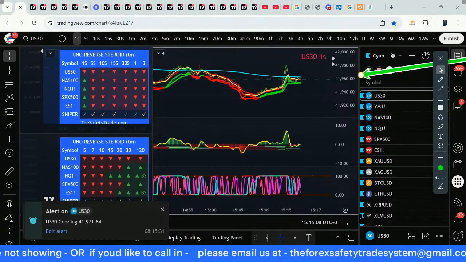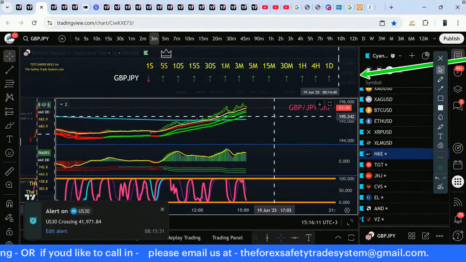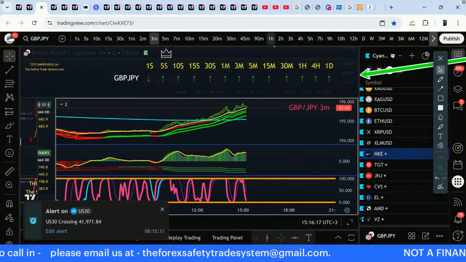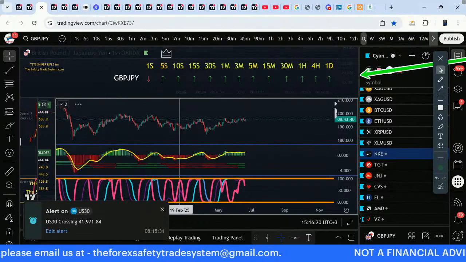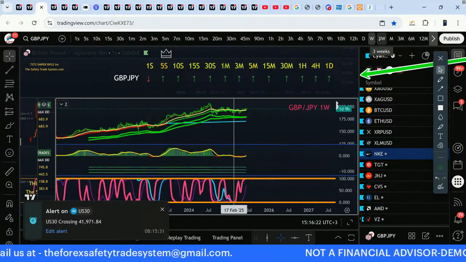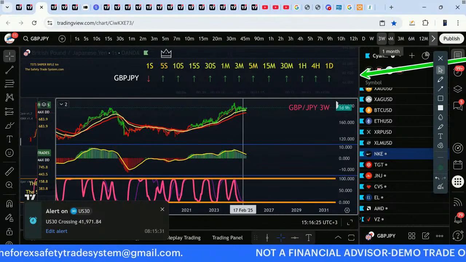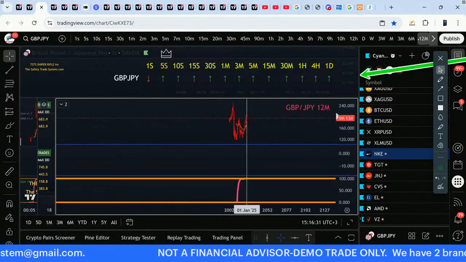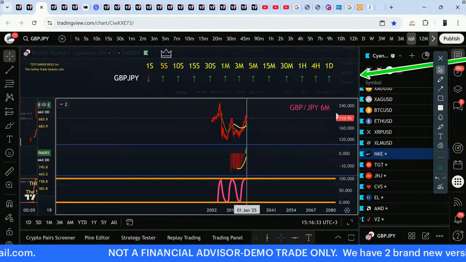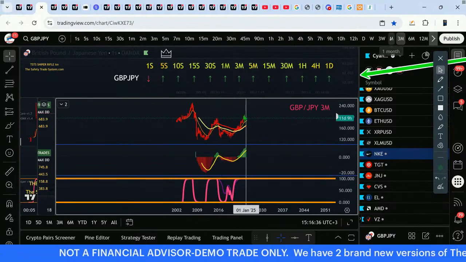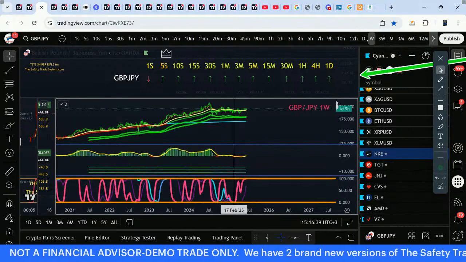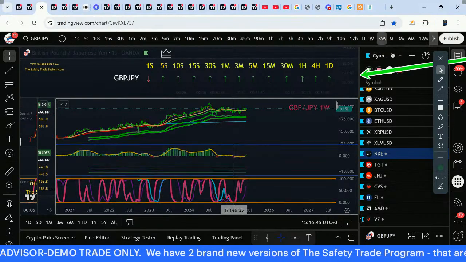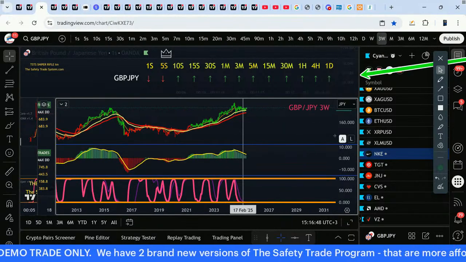Let's go back to GBP JPY before I forget. All right, GBP JPY is a buy stop, 1 minute buy stop, 2 minute buy stop, 3 minute buy stop. Let me see what's going up in the time frames that matter. Daily, weekly buy, 3 weekly buy stop. Let me see the 3 months. Not enough history. 6 month, not enough history. 3 month, monthly, 3 week, weekly, daily, weekly, 3 weekly buy stop.